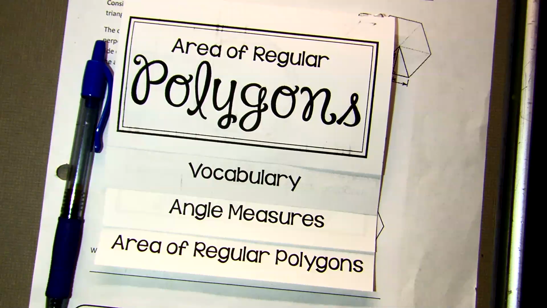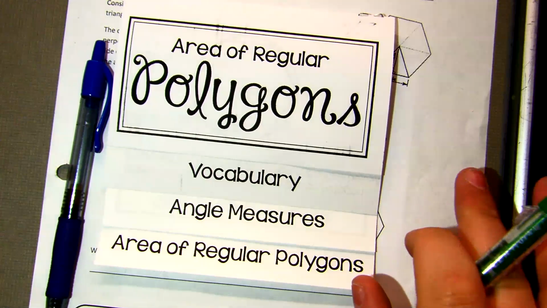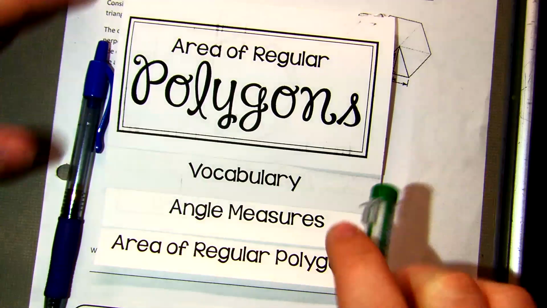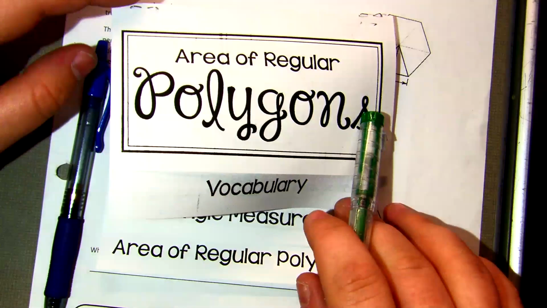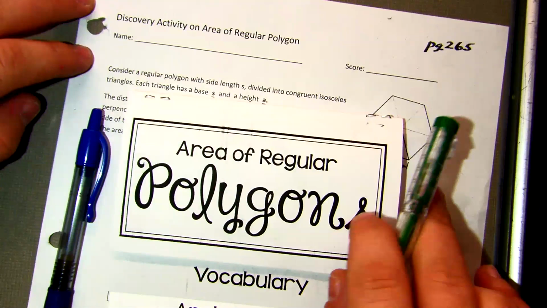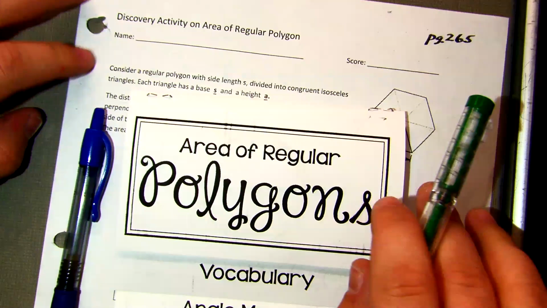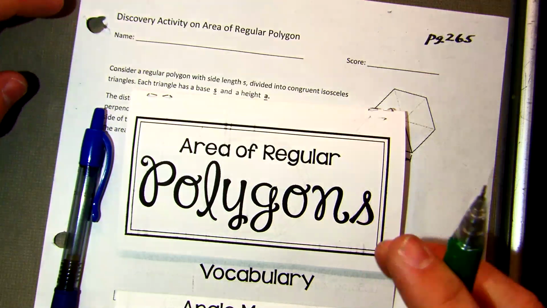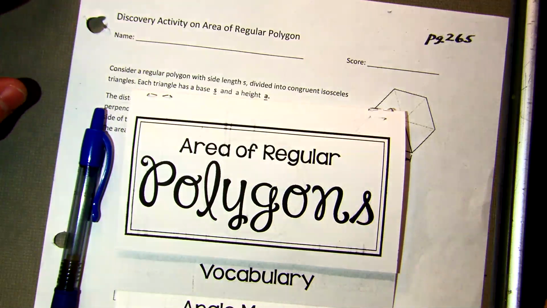Our topic of the day is the area of regular polygons. To cover the notes we're doing today, we are going to be using the area of regular polygons flipbook. Mine is white, but yours should be purple or some other color. And then we'll also be using this discovery activity on area of a regular polygon. So take a couple minutes to get those out, and then we'll get started.